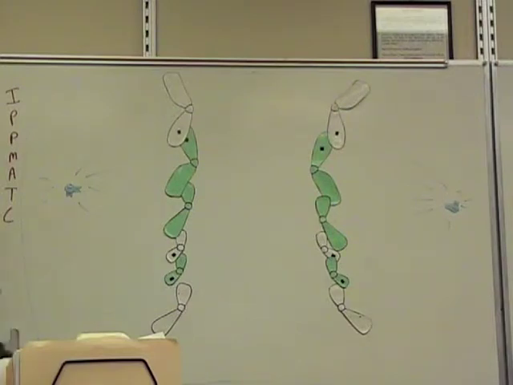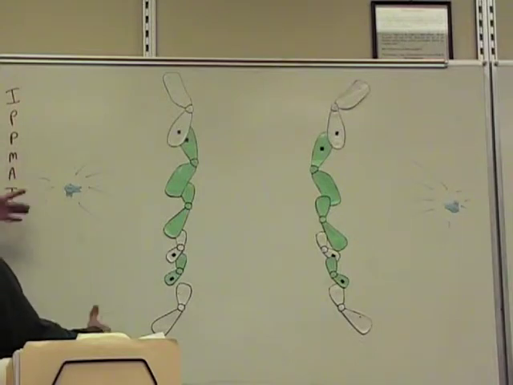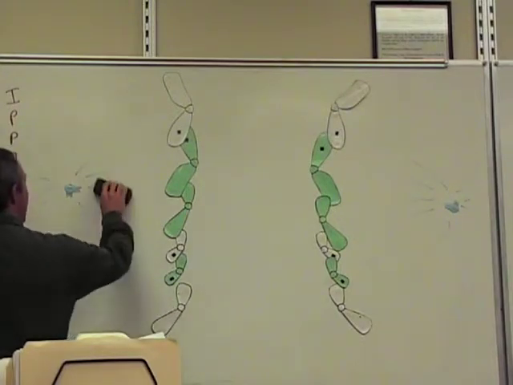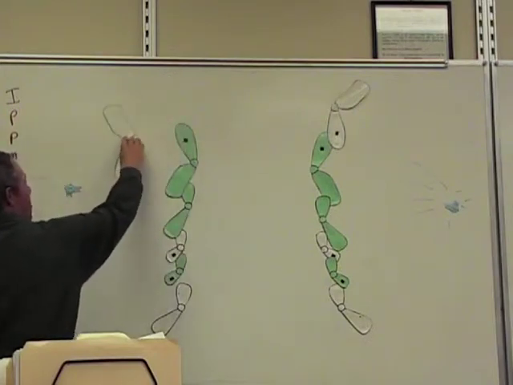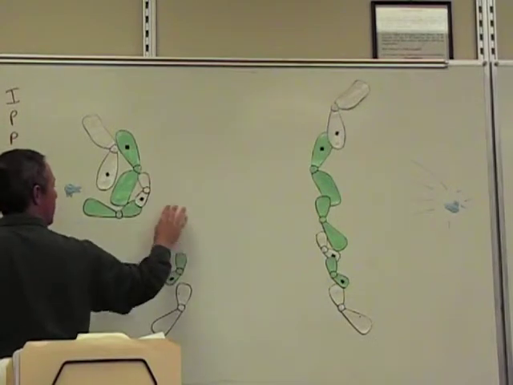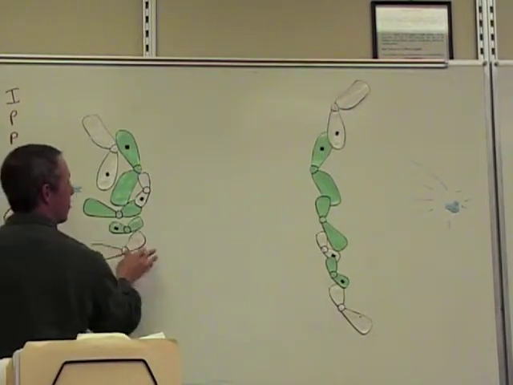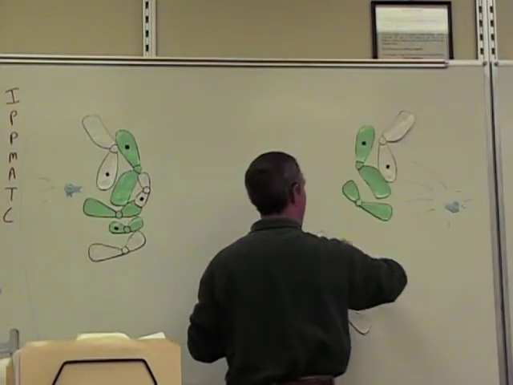And then finally, and this is the hardest phase, telophase. Cleavage furrow. Spindles disappear. The chromosomes arrive at opposite ends. Cleavage furrow forms. Watch out for that. Chromosomes arrive at opposite ends.